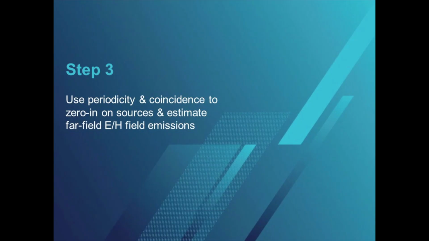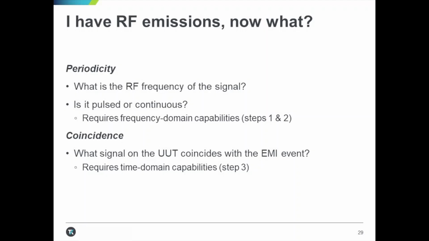Okay, now that we've done some near-field measurements, taking what we've learned, we now need to use periodicity and coincidence to zero in on sources and estimate the far-field E and H-field emissions. Now that we've identified hot emission areas on our board and have identified harmonics along cables, now what do we do? This is often a question that many people have when trying to debug EMI problems.